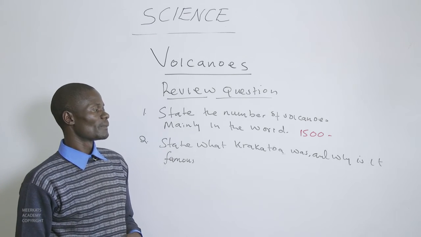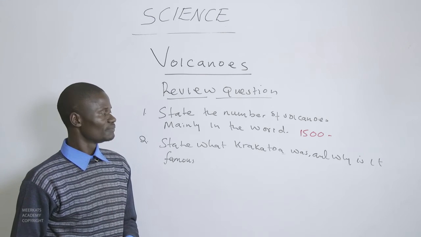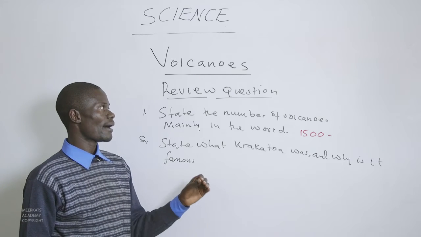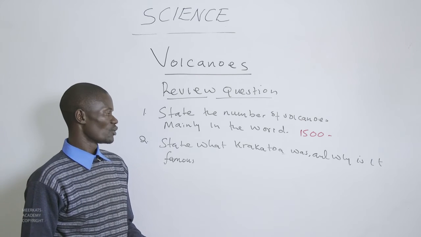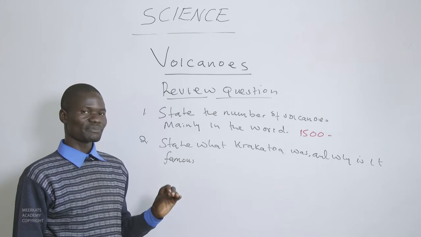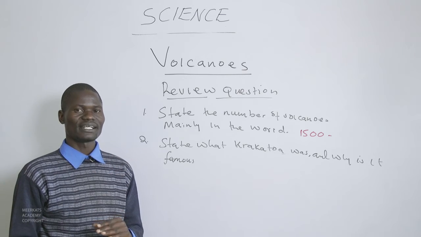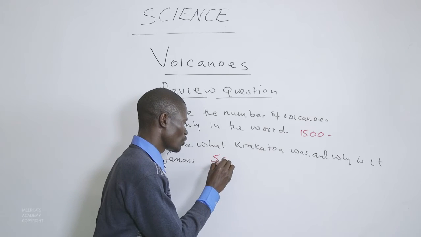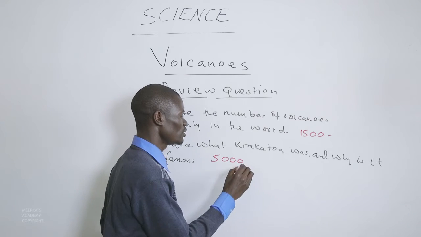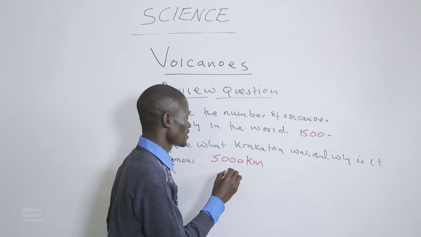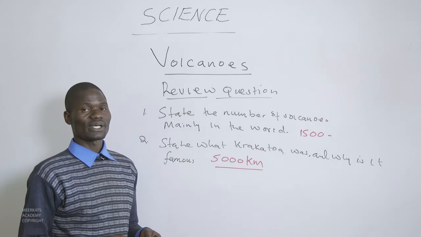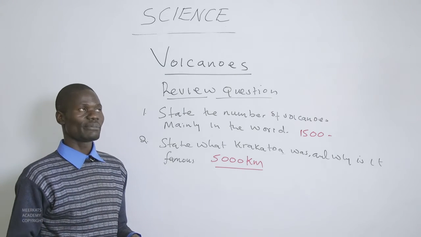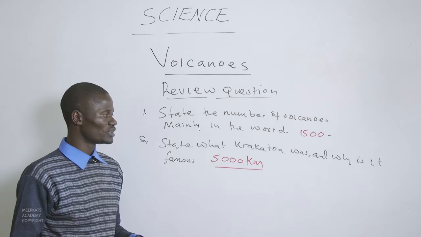Krakatoa is found in Java, in Indonesia, and it was originally a mountainous region. Why is it famous? It is famous because of the mountain that erupted explosively, producing a sound that could be heard 5,000 kilometers away, destroying a good number of people. That is around 36,000 people who died.